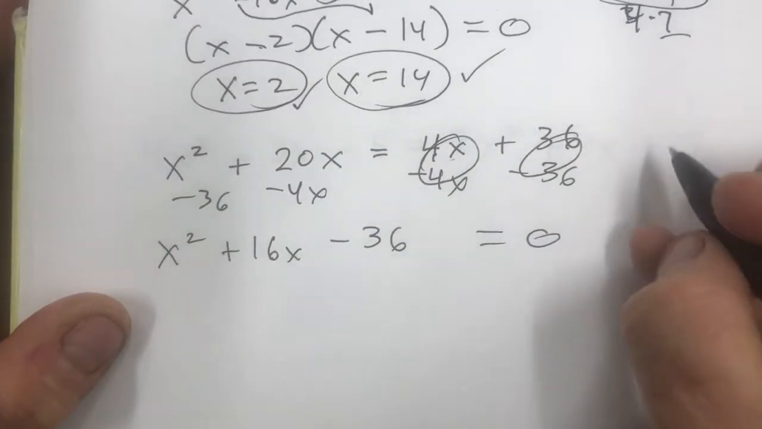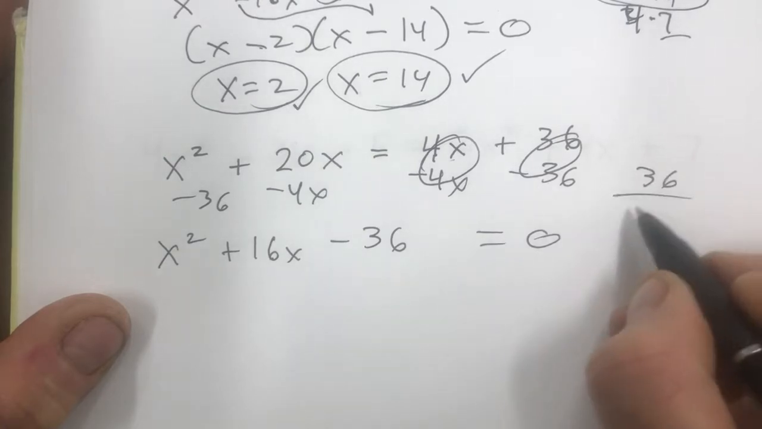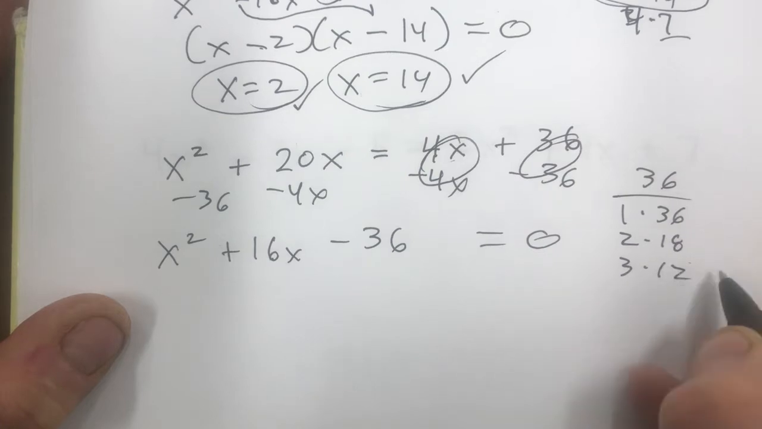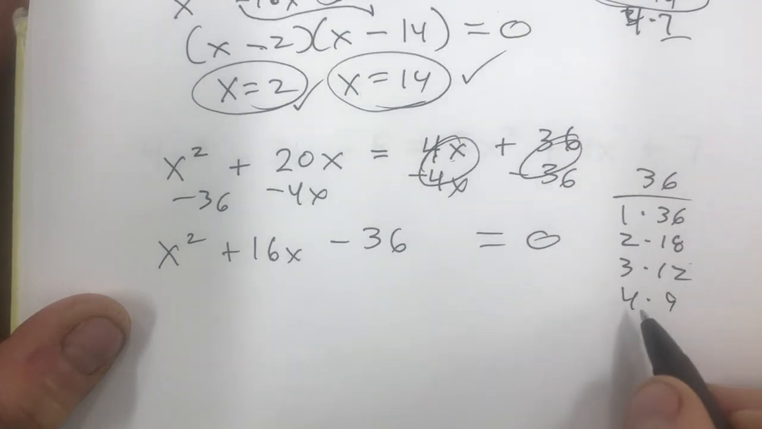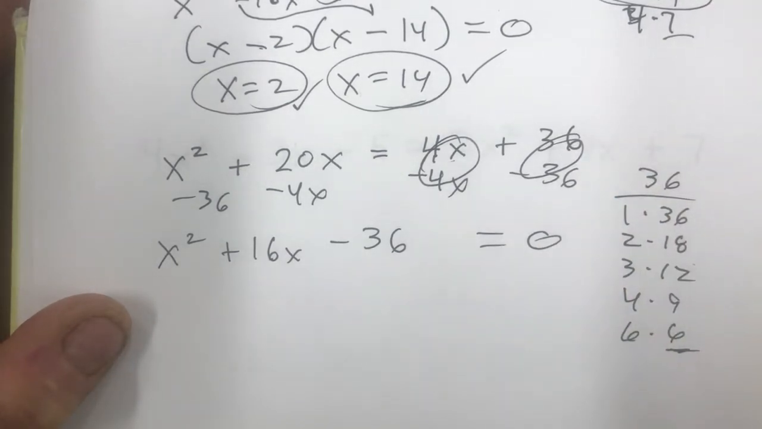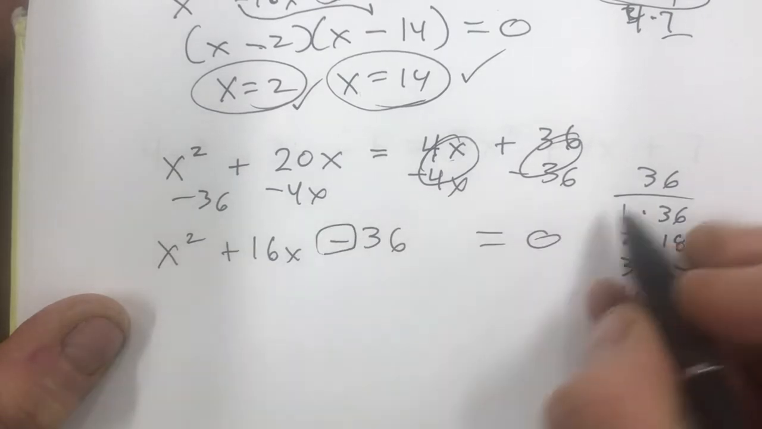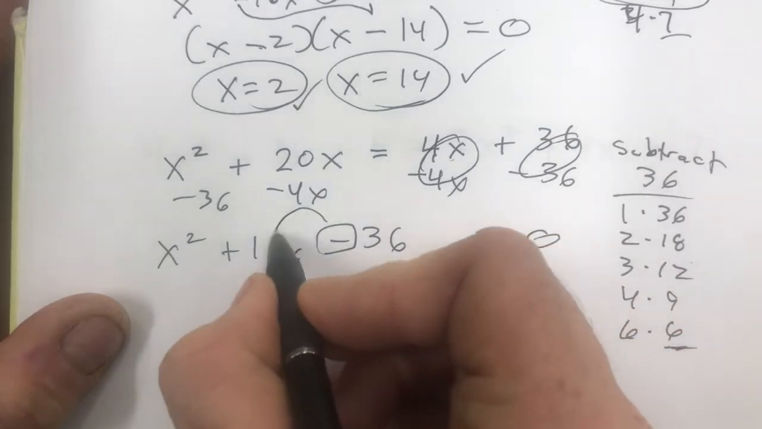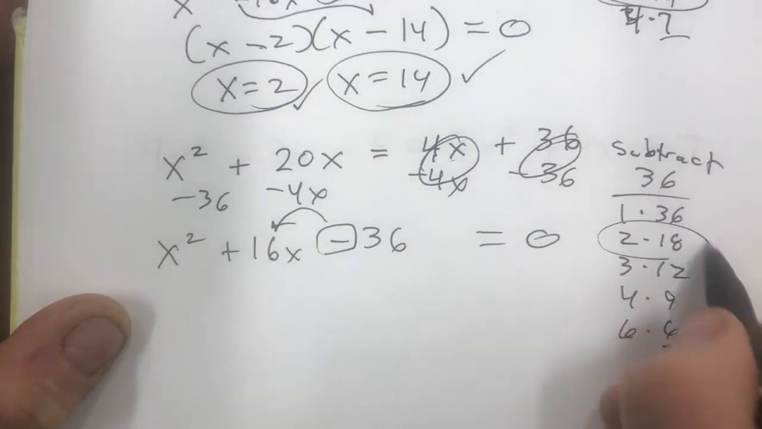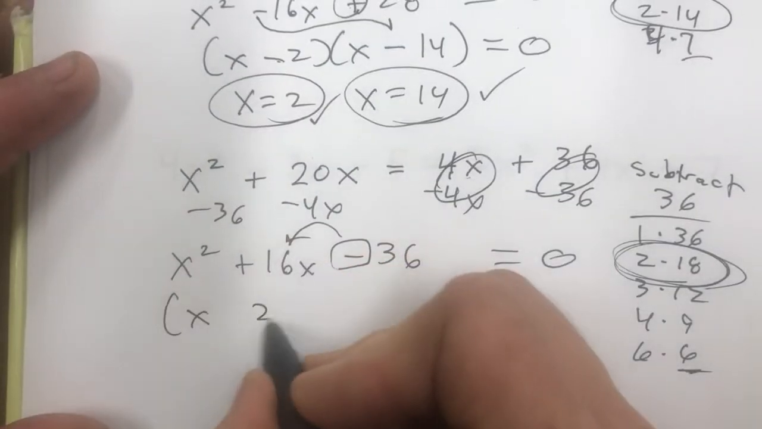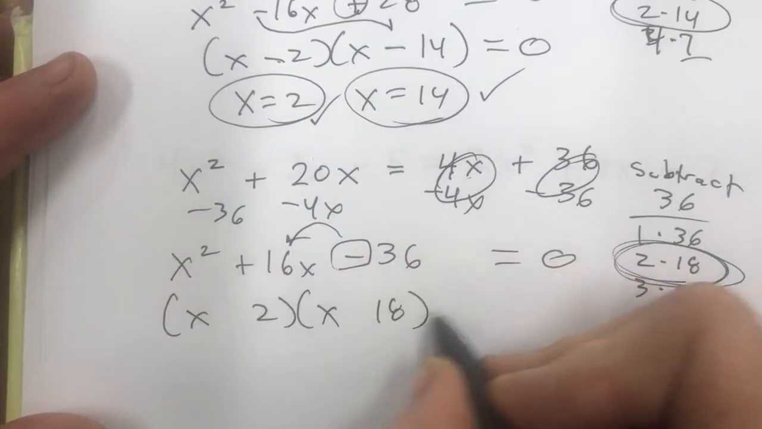So I do the same routine. My c is 36. 36 divided by 1, 36 divided by 2, 36 divided by 3, 36 divided by 4, 36 divided by 5 is a decimal, 36 divided by 6 is 6, and there you go, I'm to a number on this side. So there's all my possibilities. Now which one, since this is a minus, I've got to subtract them, and I should get 16. Which ones subtract and get 16 right there? 2 and 18. So this is x and 2, x and 18 equals 0.